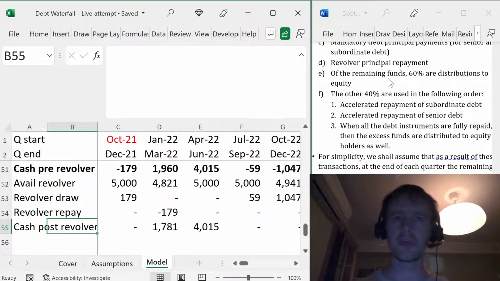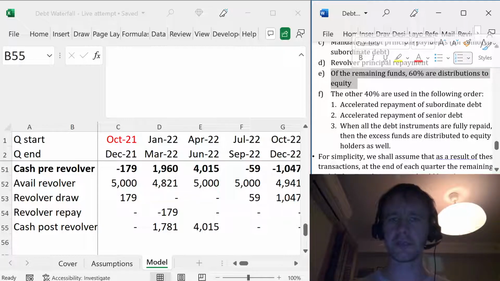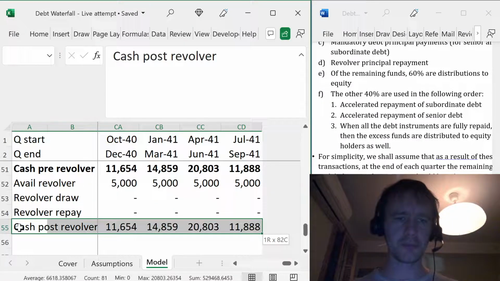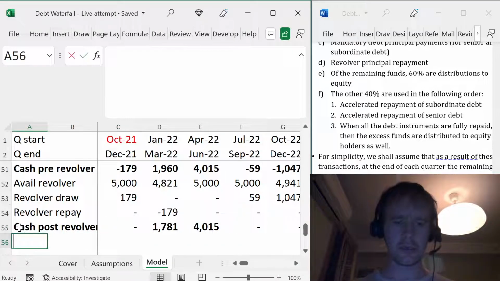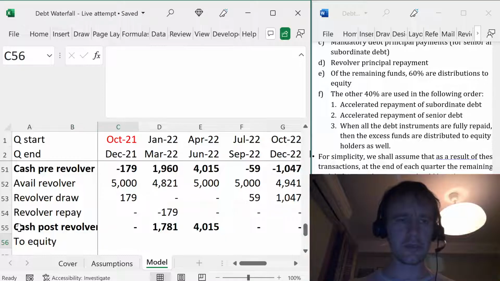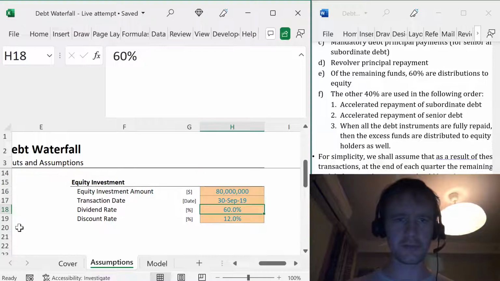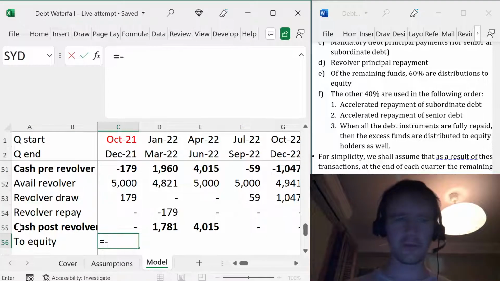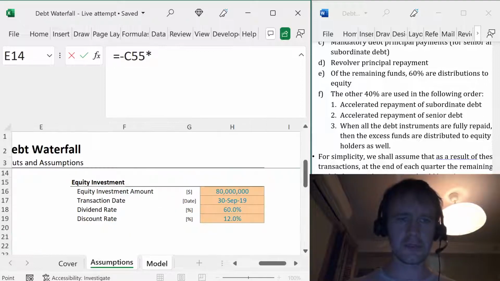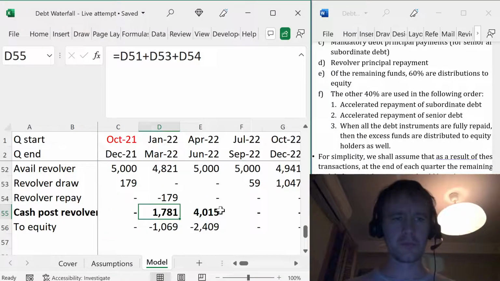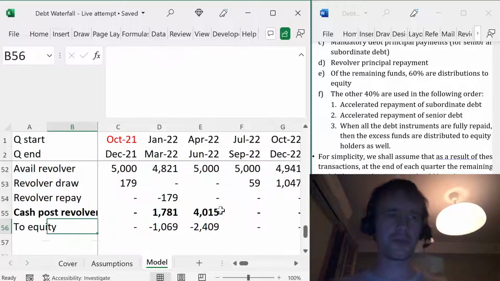That's cash post revolver, and then of the remaining funds, 60% is distributed to equity, and the other 40% is used for accelerated repayments and then to equity in the following order. So this is cash post revolver, so then the draws on that are to equity, and that equity assumption is over here somewhere. Always got to link back to your assumptions tab. It's there, the dividend rate. So we're going to say equals minus that times this. Oops, there we go. Copy that across. So we're paying out most of it. Yes, that seems to be working.